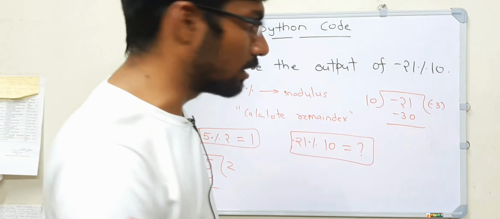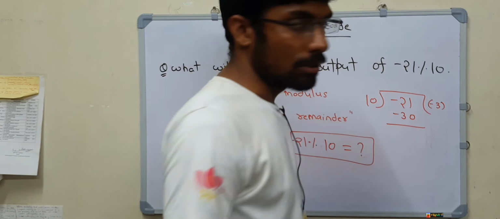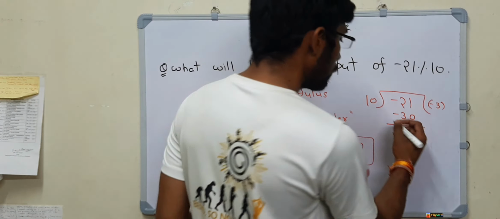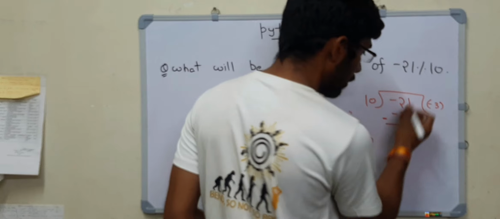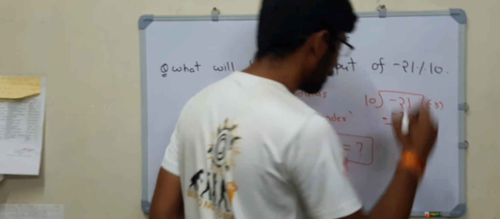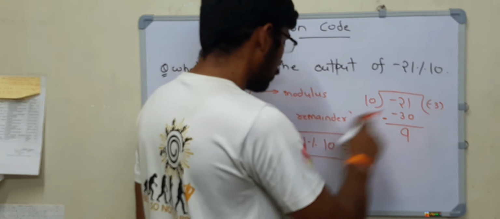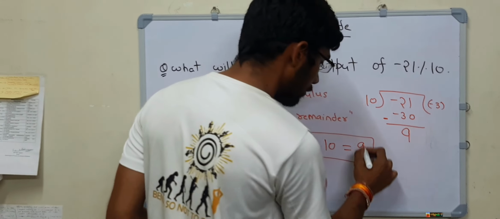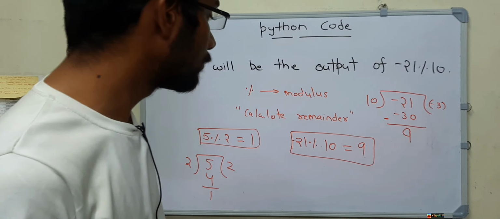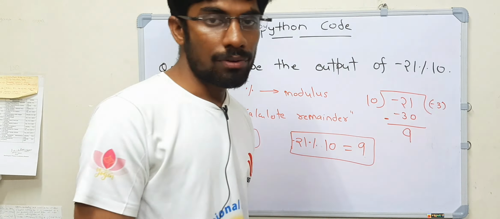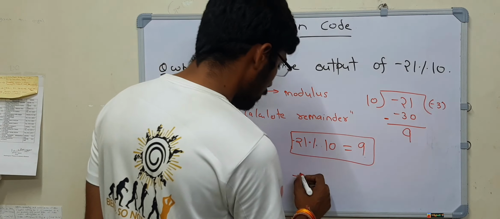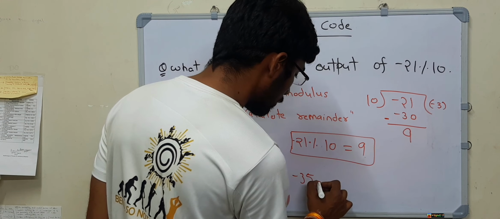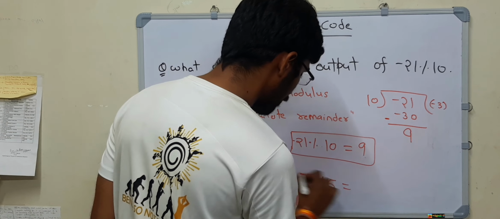So the reference is actually minus infinity, that's why it's -30. So we subtract -30 from -21 and we get 9. So -21 modulus 10 is 9. My answer is 9. Okay, you can try different examples like -35 modulus 5.